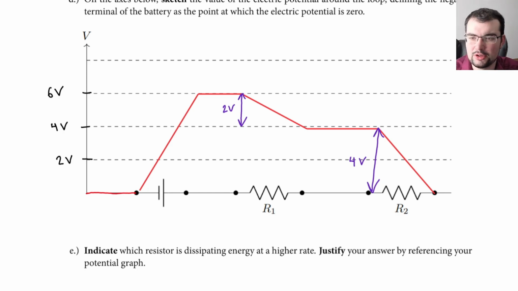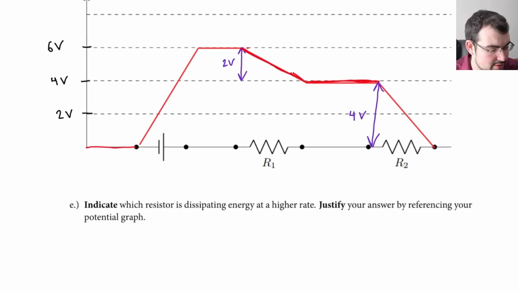So this is known as a loop rule diagram. It's sort of this roller coaster looking representation where we see that the battery steps us up from 0 to some maximum value of the potential, and then we drop that potential throughout the loop.